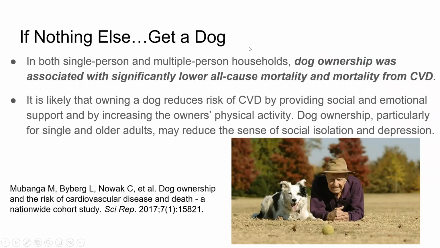And look, if nothing else, another thing to consider is that you might want to get a dog. Because in both single person and multi-person households, dog ownership was associated with significantly lower all-cause mortality and reduced cardiovascular risk. Why is that? Well, that's the stress piece, right? A little social companionship, a little emotional support, reduces isolation. I recommend pets for people sometimes because we've got to get the joy where we can get the joy, right?